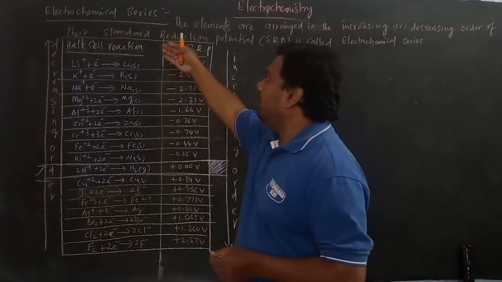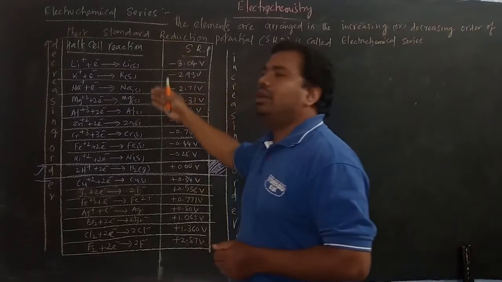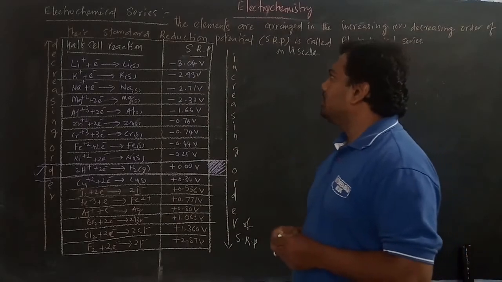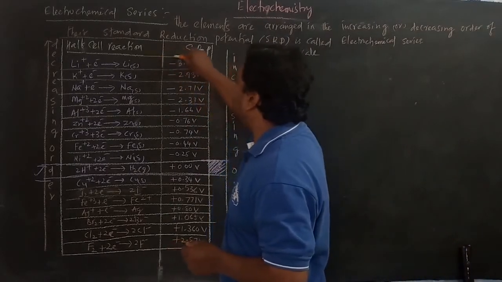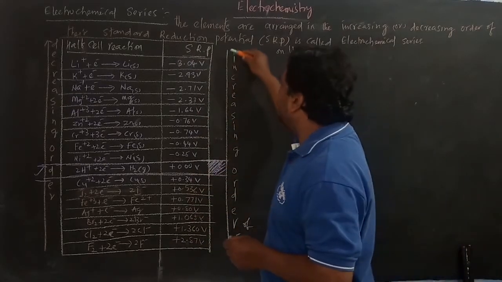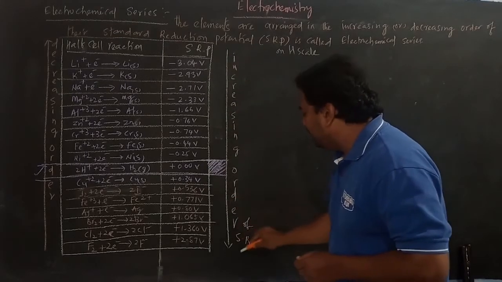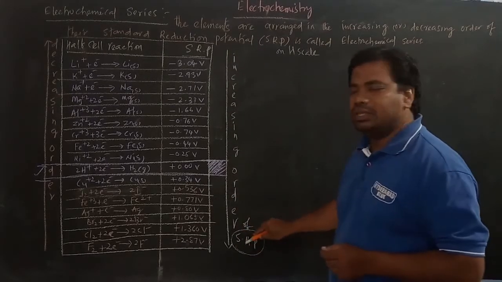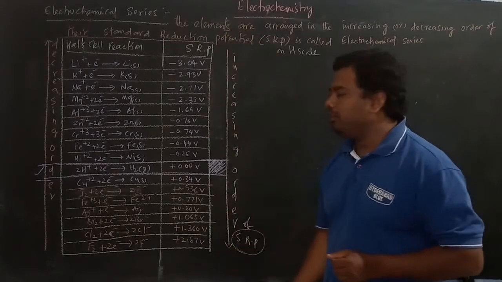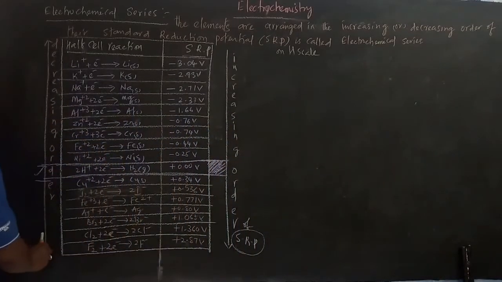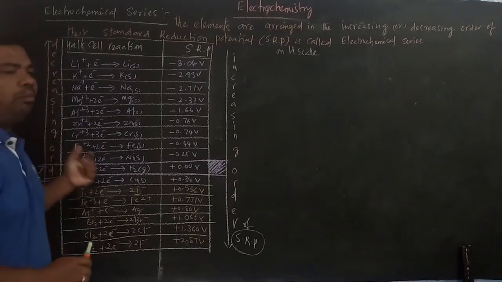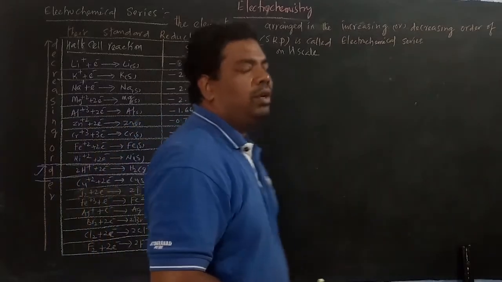Here we have the standard reduction potential of various metals and non-metals. You can see this is a half cell reaction and this is the standard reduction potential. This is increasing order of standard reduction potential from top to bottom, and this is decreasing order from bottom to top.